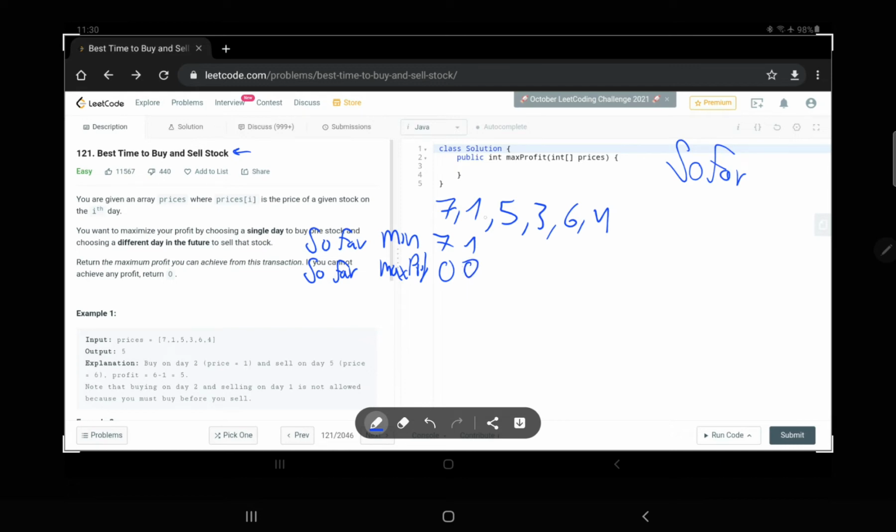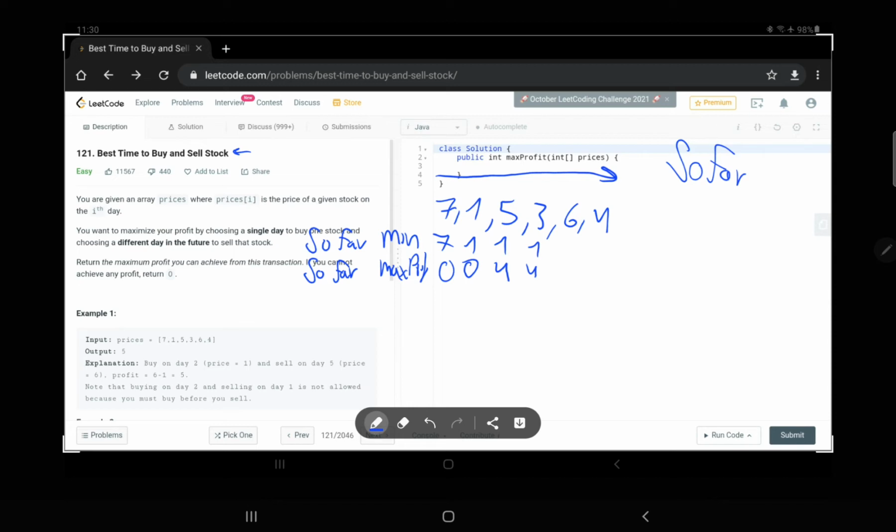0. So far, we don't look at the future, we do a single iteration, the so far pattern. So far, what is the minimum number? 1. So far, what is the max profit? 4. We don't look at the future, we have a single loop. So far, what is the minimum number? 1. So far, what is the maximal profit? 4. We didn't look at the future. Single loop, single iteration of each item.